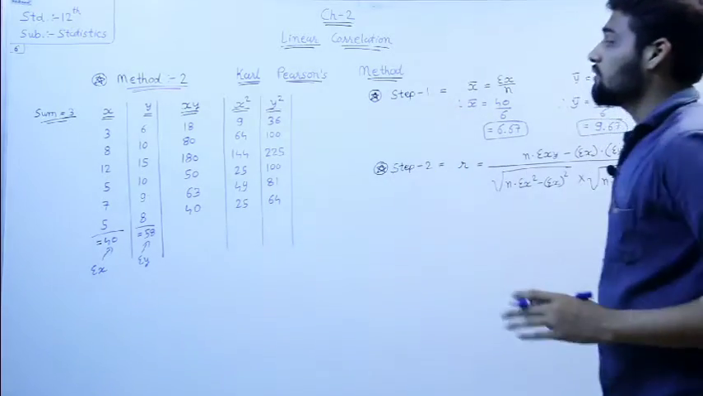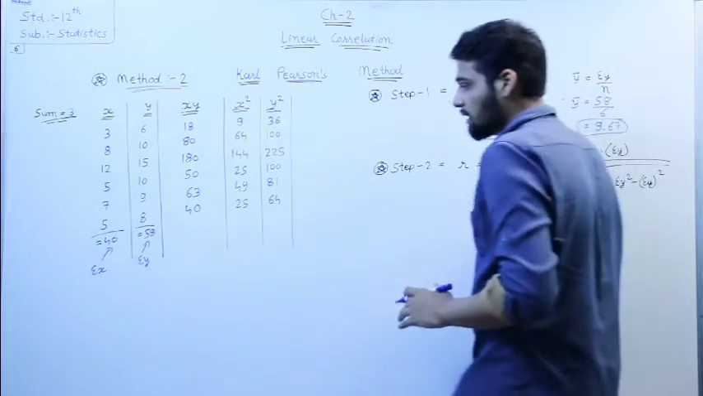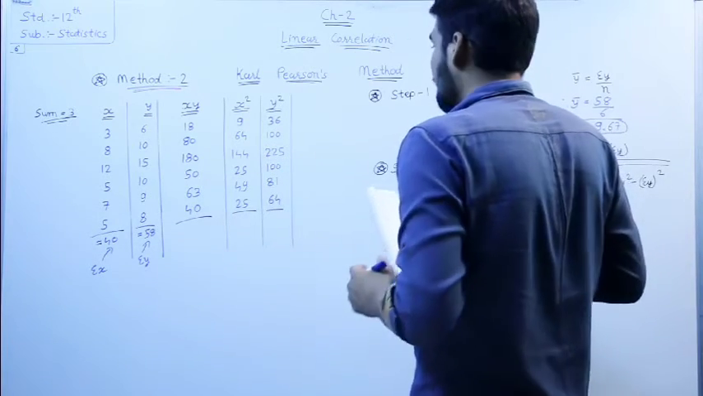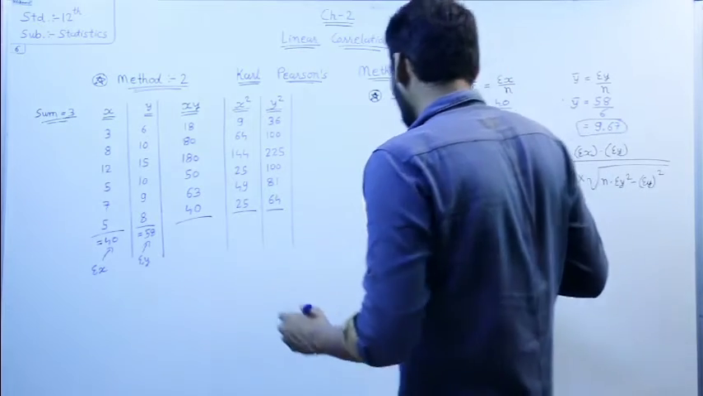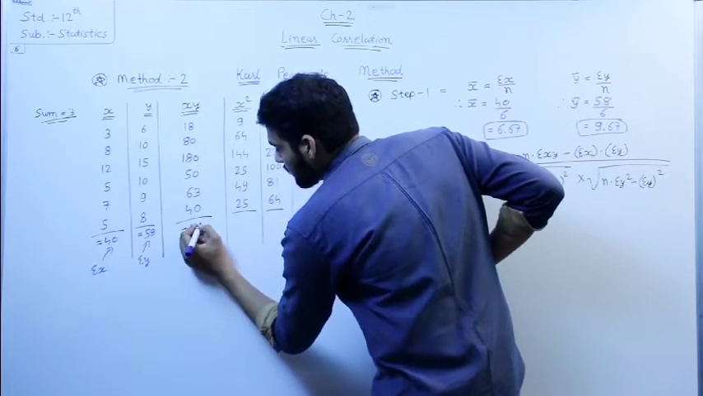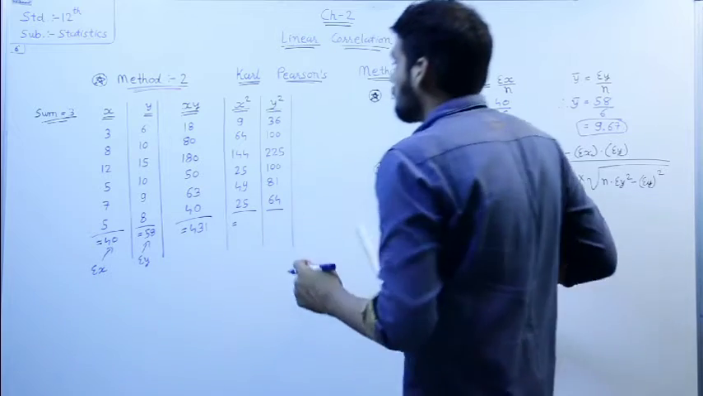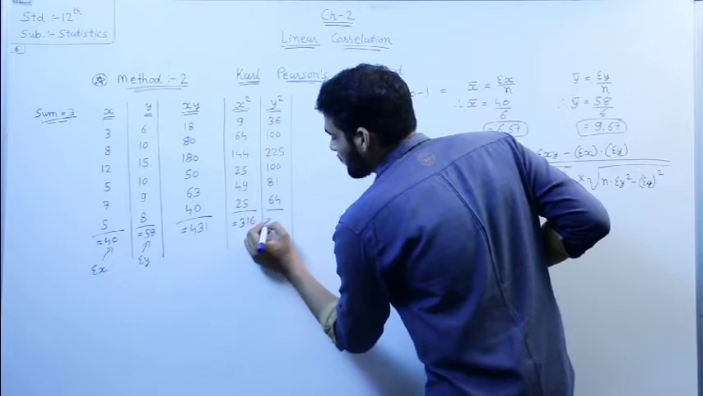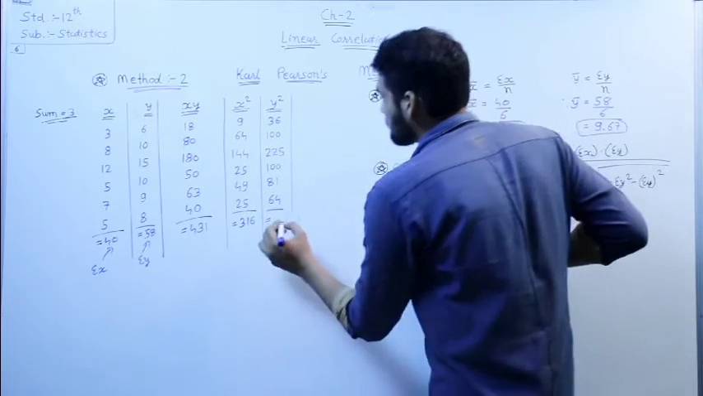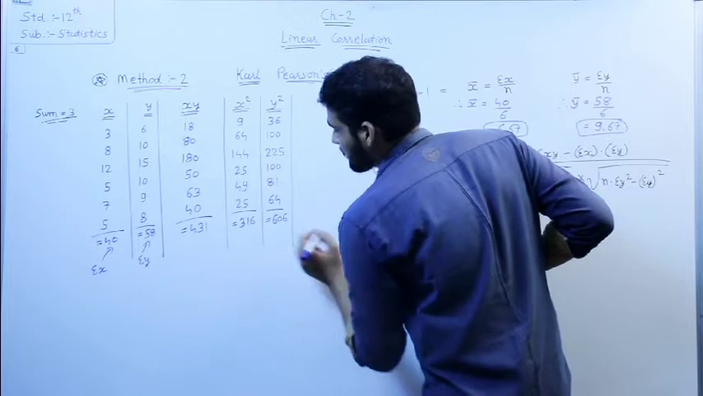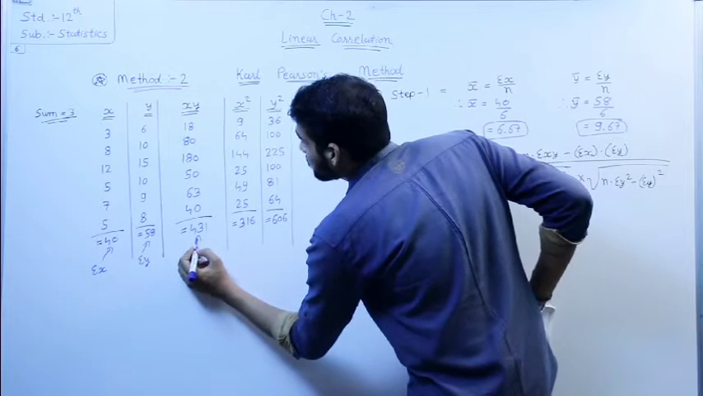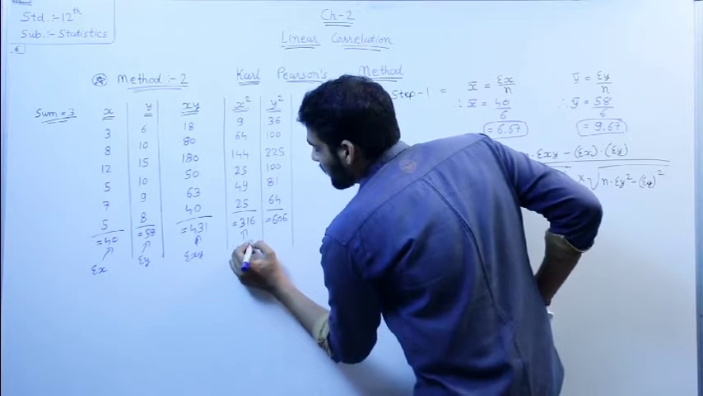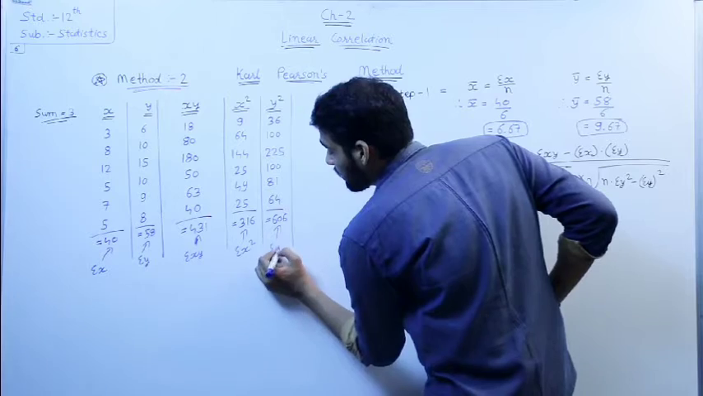Okay students, now we have found all the columns of this table, and now we add all these columns. The addition of the xy column is 431, the addition of the x square column is 316, and the addition of the y square column is 606. These are denoted by sigma xy, sigma x square, and sigma y square.